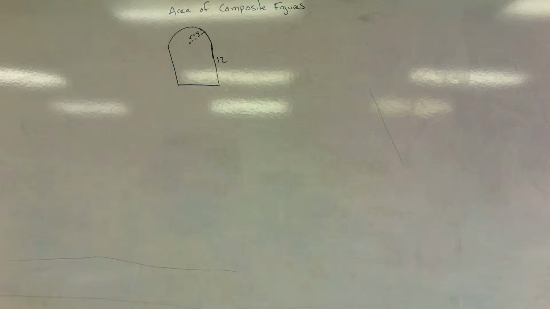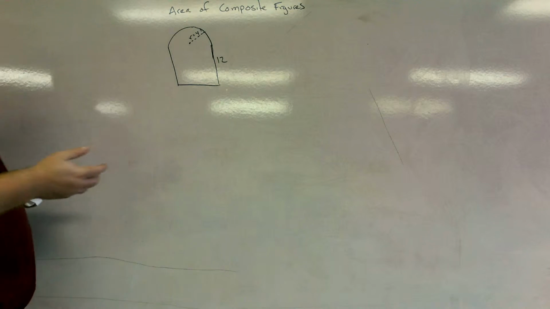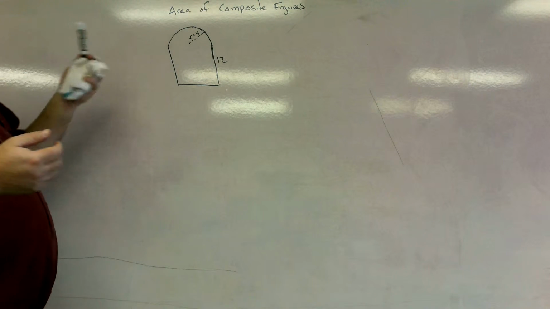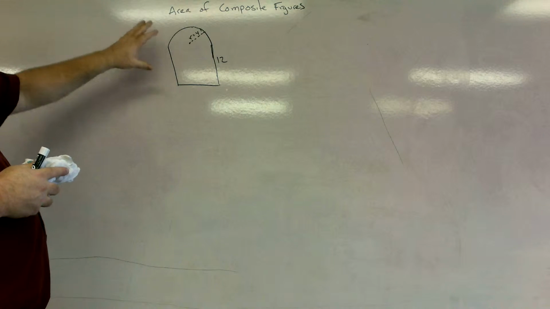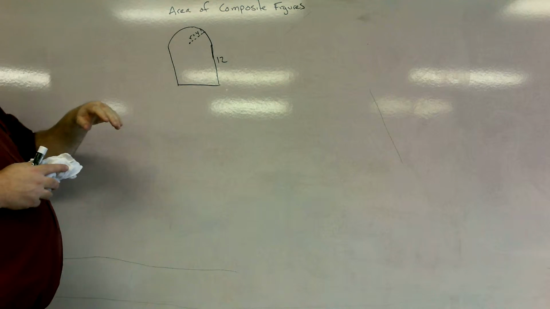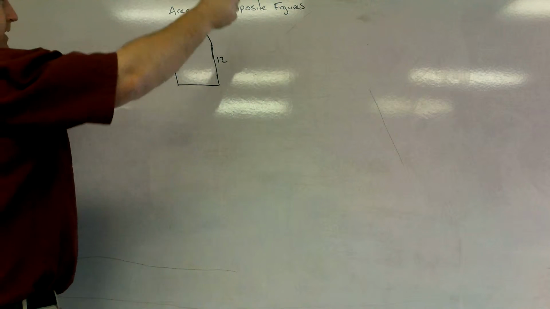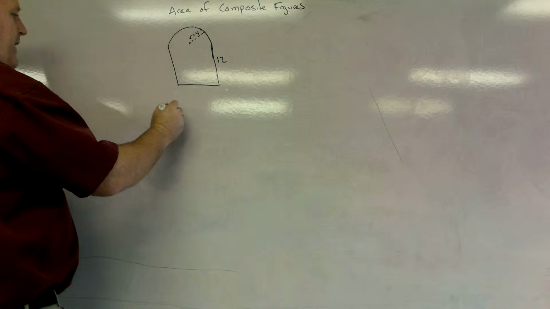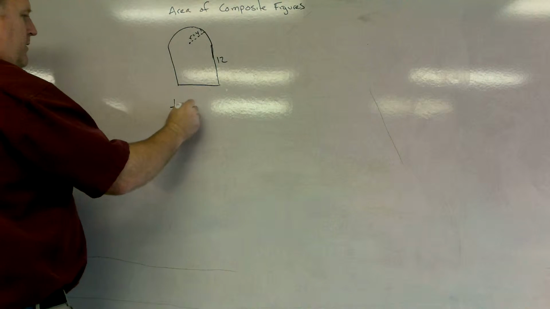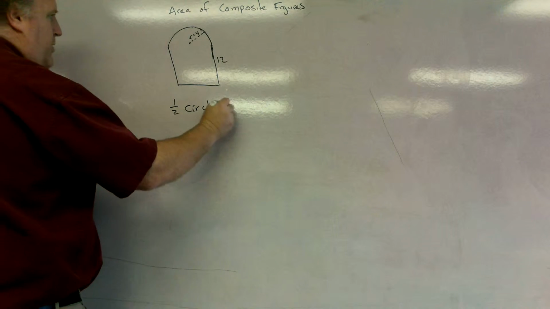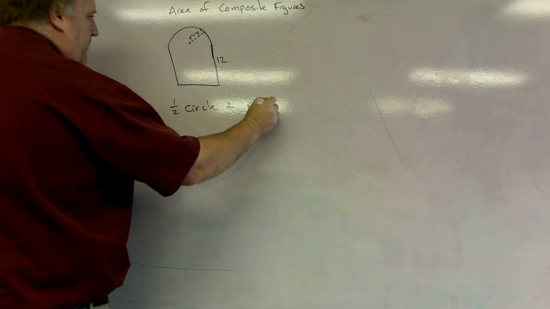Composite figures, and what we're looking at is basically like the key of a basketball court, where it has a semicircle at the top and then below it is a rectangle. Okay, so if we're going to find the area of the composite figure, we're going to find the area of the half circle, and we're going to add that to the area of the rectangle.